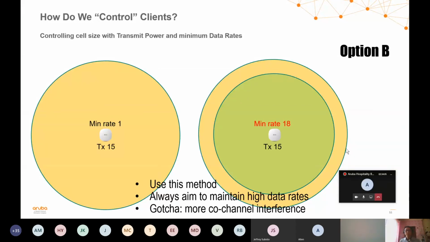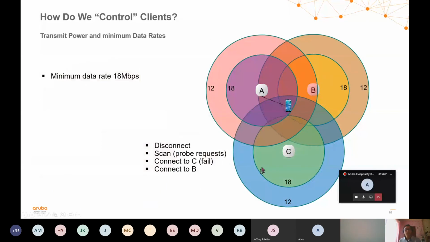Okay, so that is kind of the process. So how does this minimum data rate process work? I have APs here, which I've drawn circles that show the minimum data rate of 12 and 18 Mbps for all three APs, and the client is currently connected to A and is within 18. As it moves out to a boundary where you cannot sustain an 18 Mbps connection, the AP will end up kicking out the client, because it is no longer able to support that minimum data rate of 18 Mbps.